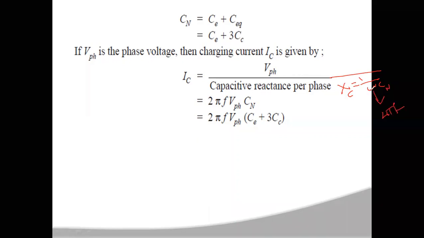So 2 pi f into Cn into V phase, you will get 2 pi f into Cn. V phase is your charging current, and the Cn value is Ce plus 3Cc. As I said before, this Ce and Cc are empirical values, already determined for a belted cable, depending upon the operating voltage and size of the cable. Or if you want to calculate, then by using some measuring equipment, you can also determine the Ce and Cc values.